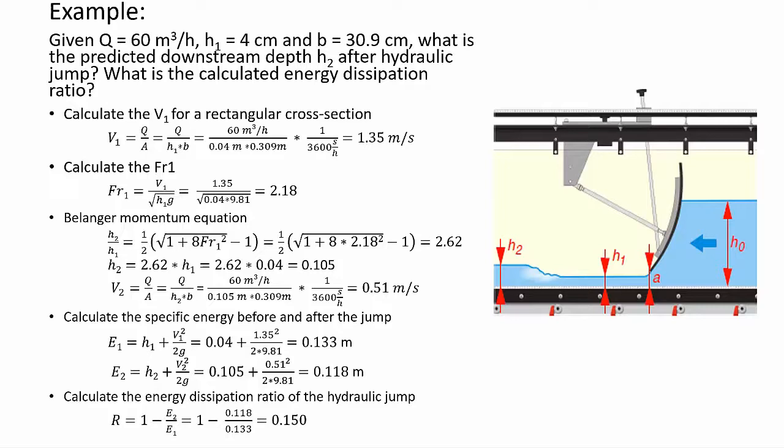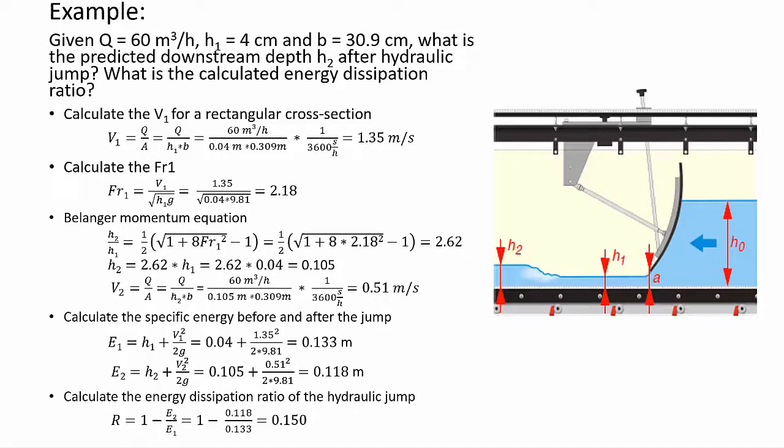Then we can use the Belanger equation to get the ratio H2 to H1 equal to 1/2 multiplied by the square root of 1 plus 8 Fr1 squared, minus 1. We know the value of Fr1, then we can get the ratio between H2 and H1 as 2.62. Because we know H1 and we know H2 equals 2.62 multiplied by H1, that's equal to 0.105 meters. We can use the same cross-section formula to calculate the velocity V2 as 0.51 meters per second.